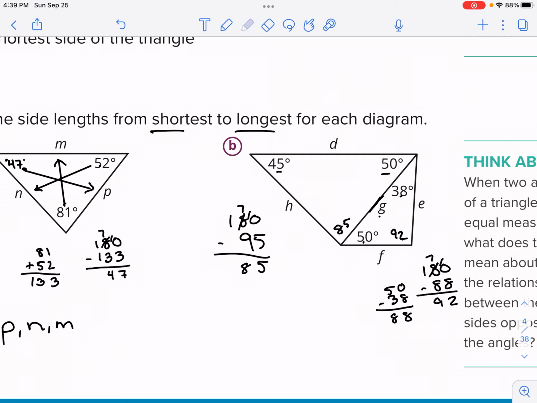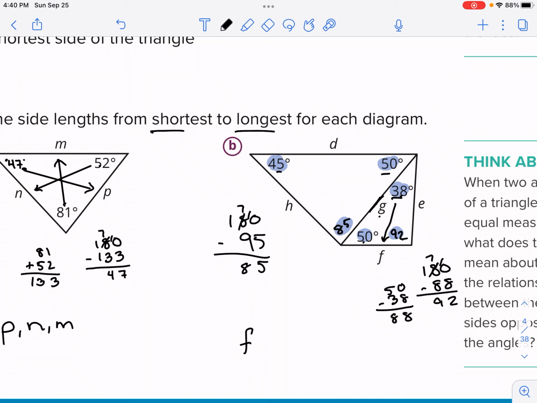Okay, so we've got a couple of angles here. I'm going to highlight them in blue. And we're just going to compare. We've got two triangles. So 3 and 3, so 6 total angles here. Okay. Which one is the smallest number? I think it is 38. So the side that's opposite of it is F. I'll write that.